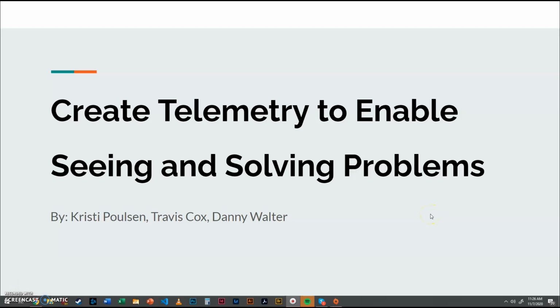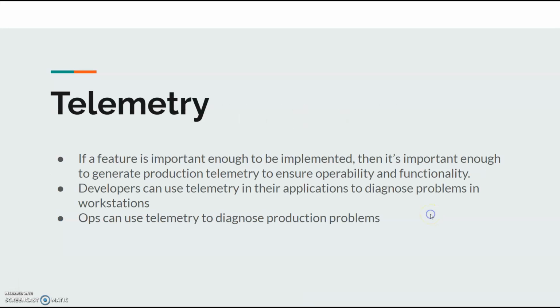Create telemetry to enable seeing and solving problems. Telemetry. If a feature is important enough to be implemented, then it's important enough to generate production telemetry to ensure operability and functionality. Developers can use telemetry in their applications to diagnose problems in workstations. Ops can use telemetry to diagnose production problems.